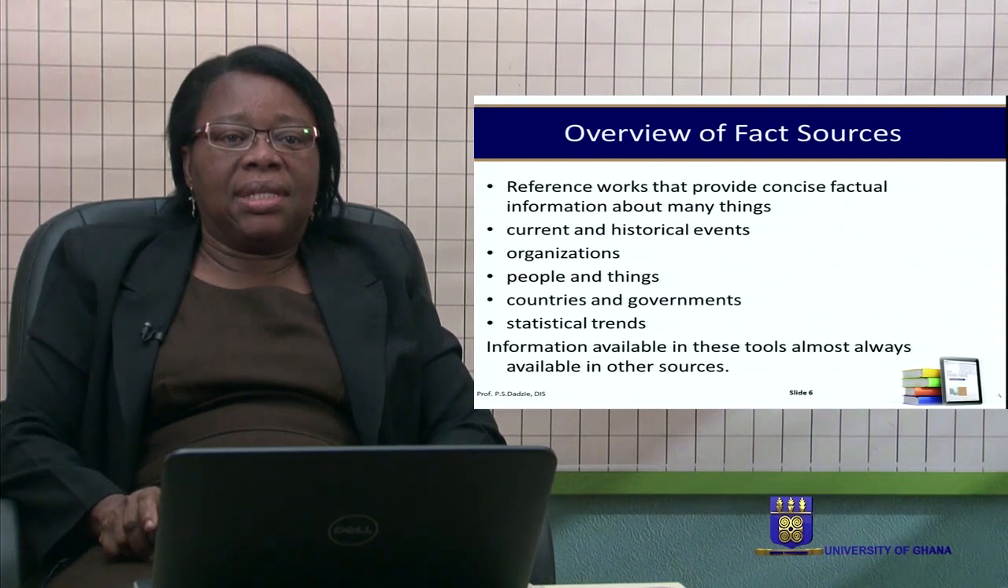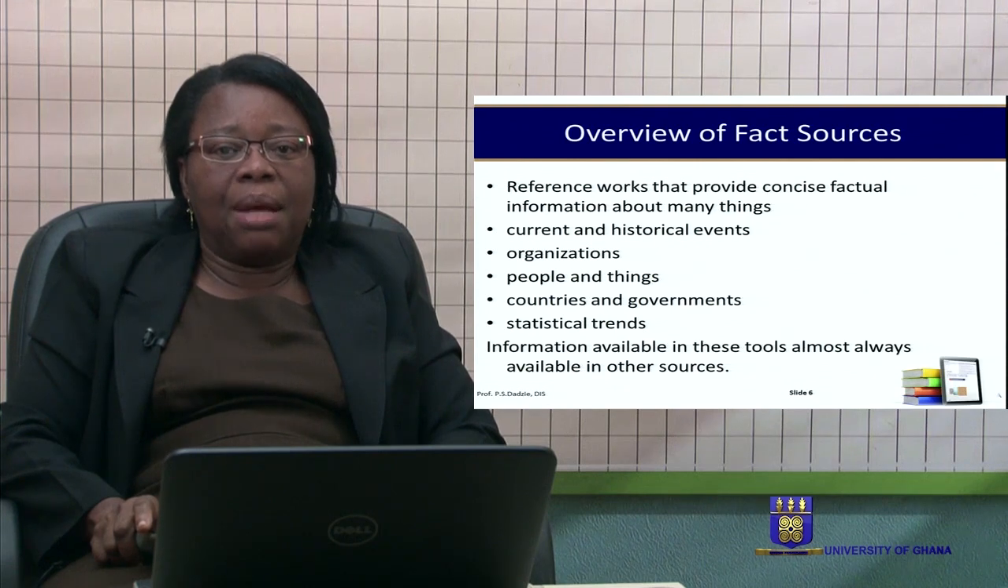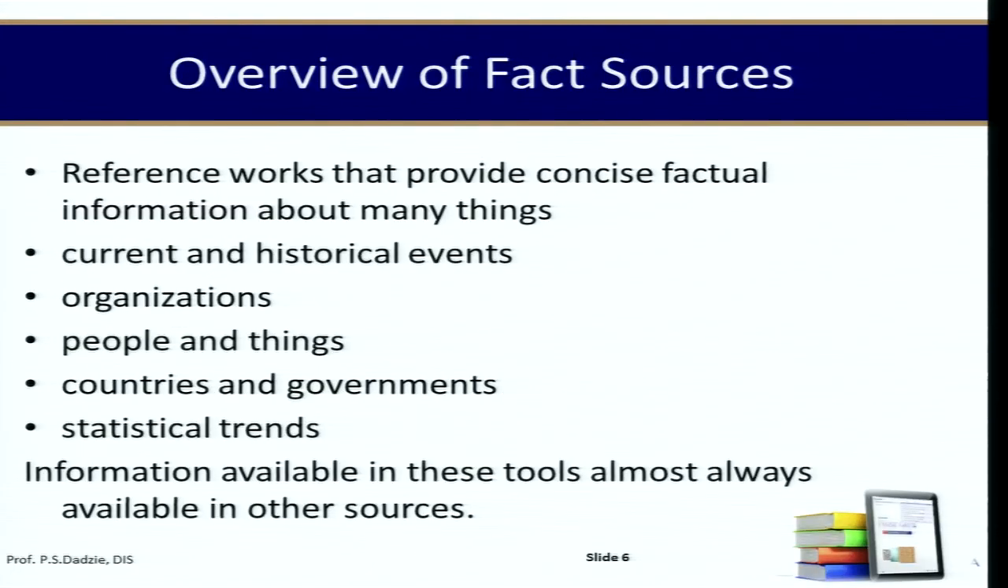So what are fact sources? Fact sources are reference works that provide concise factual information about many things. They provide current and historical events, information on organizations, information on people and things, information on countries and governments. They also provide us with statistical trends. Now, all this information is in brief form, very, very brief. That is why we refer to fact sources as containing concise information.